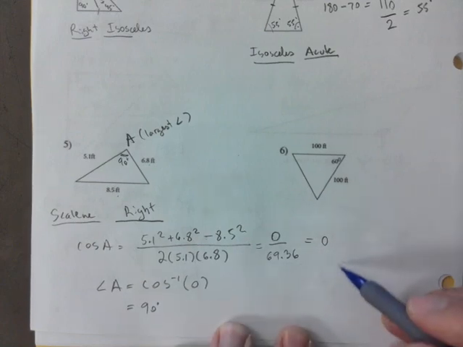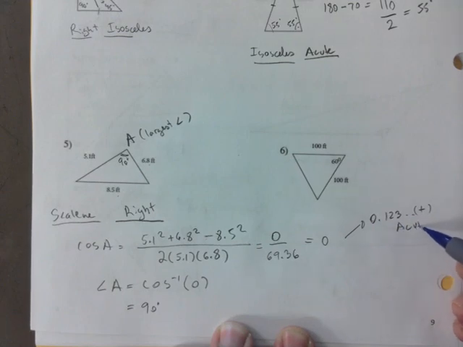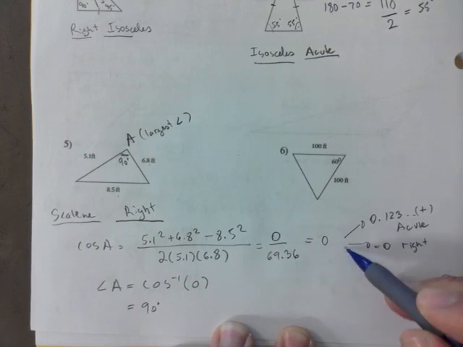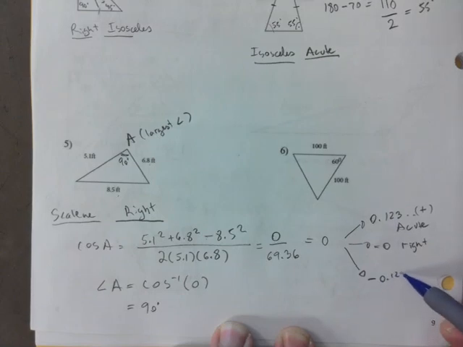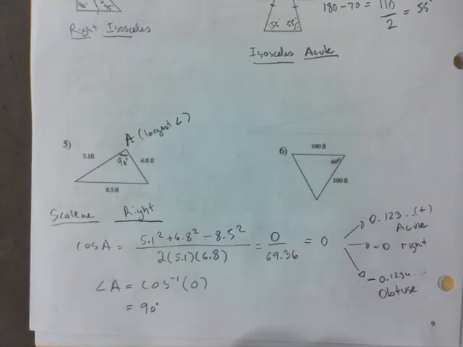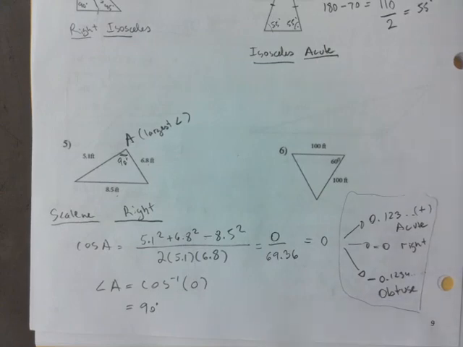Okay? So I will say this. 0.123 positive, right? It's acute. If it's exactly 0, it's a right. If it's negative 0.1234, right? If it's negative, it's obtuse. So if you want to make a little note, under cosine law, sine law, when you're trying to find the angle, that's something to remember. Okay?